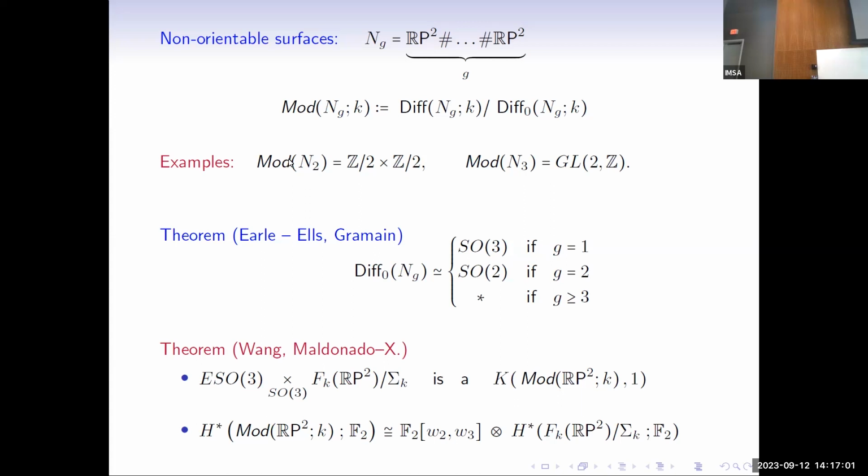All right, and again, part of the same theorem of Nielsen and Earle-Eells tells us in the non-orientable case what is the homotopy type of the identity component of the diffeomorphisms. For instance, in the case of genus 1, Diff_0 of the projective plane is of the same homotopy type as SO(3).